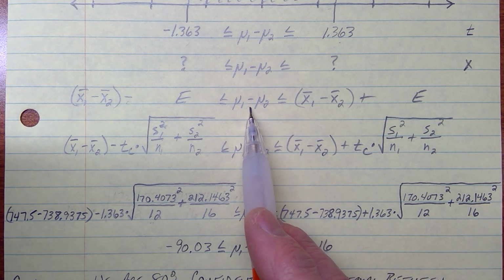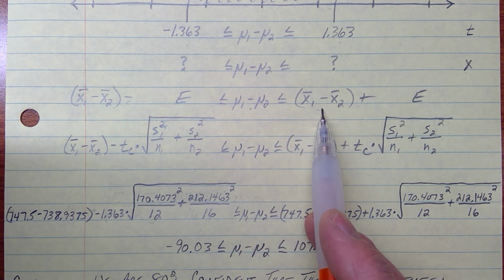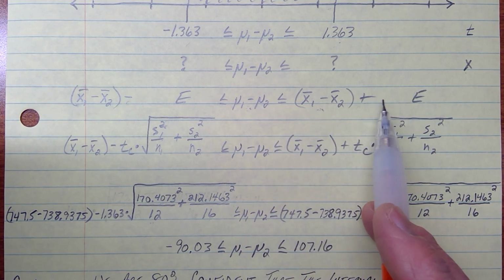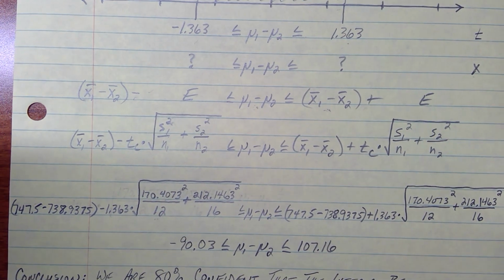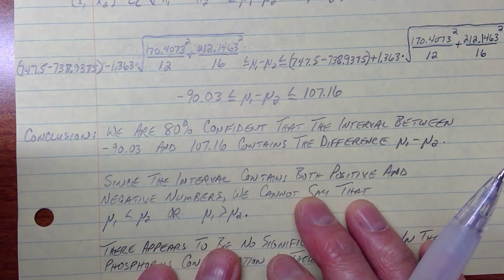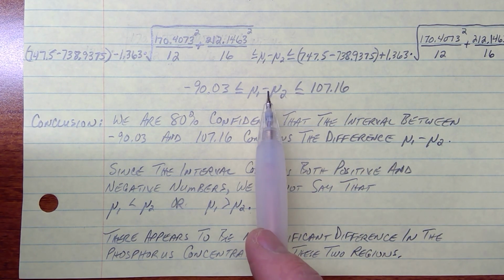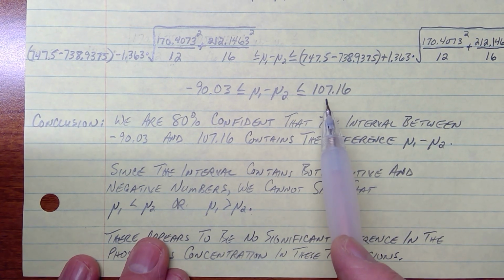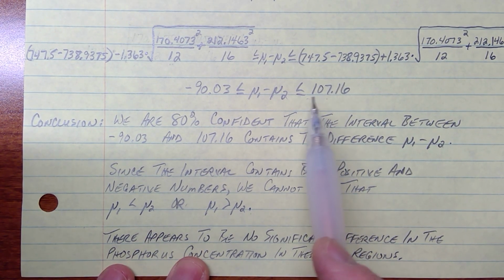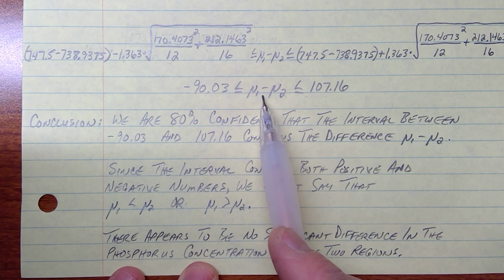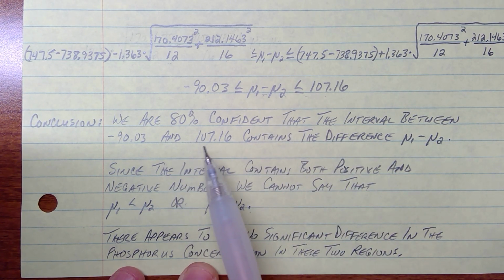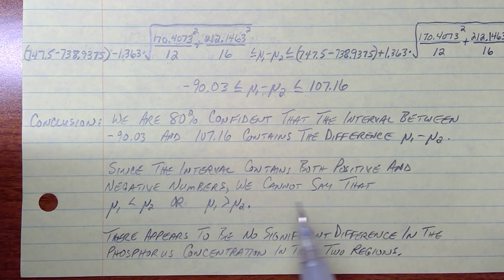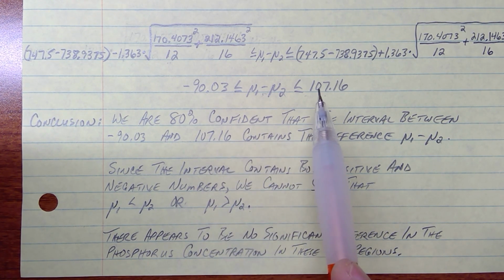So we're trying to guess at this using our sample. Our sample is our best guess at mu, and we just give or take a little bit of insurance, a little bit of error. All right, so we think that the difference between the averages is somewhere between negative 90 and positive 107. We're 80% confident that this interval lies between these two numbers. Since the interval has both positive and negative, we can't make any decision. It's too close to call.